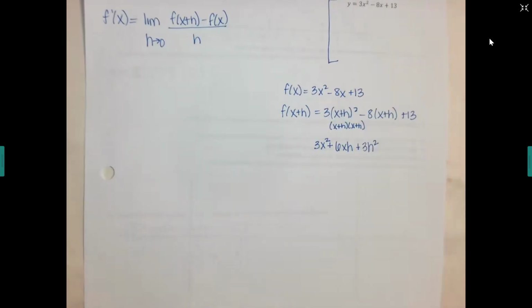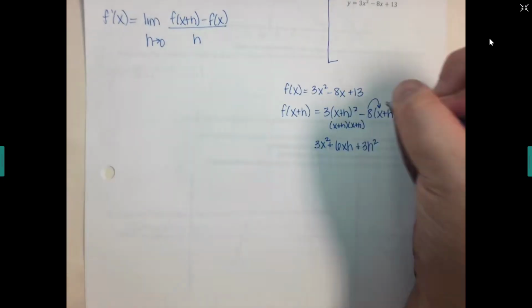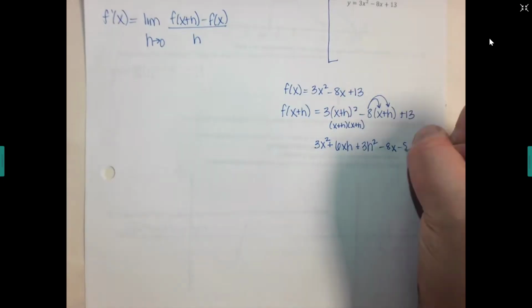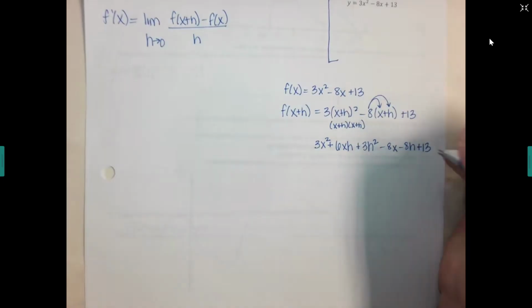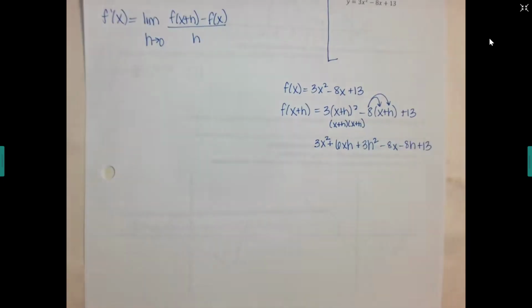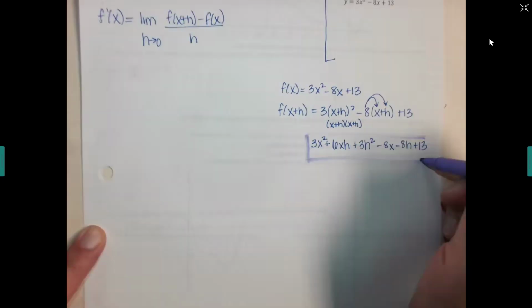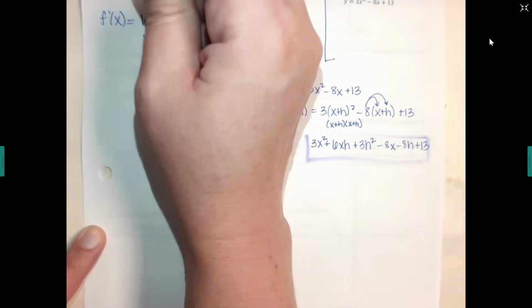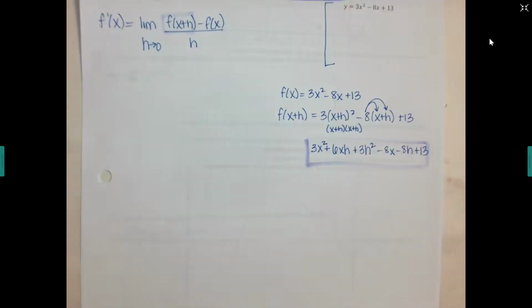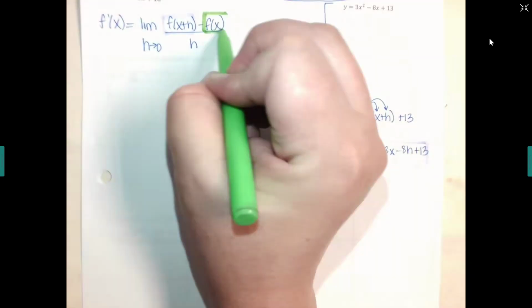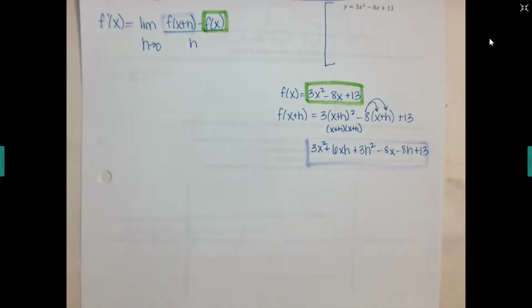Now we're going to times our minus 8 in. 8 times x is an 8x. 8 times h is an 8h, plus 13. And then remember, I'm going to do the little boxes thing. This is going to replace this, and then this is going to replace this. So go ahead and do that step. Purple box is going in purple box. Green box is going in green box.